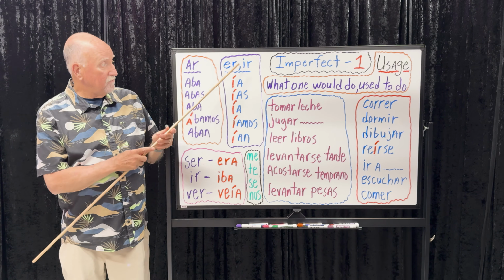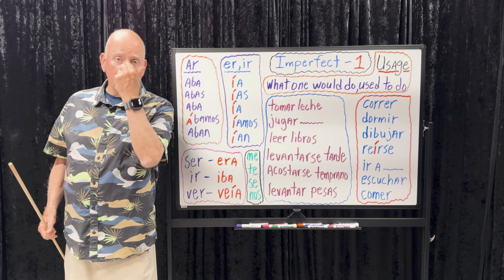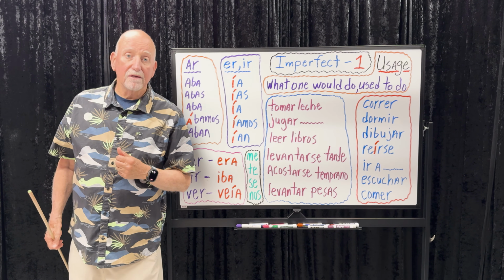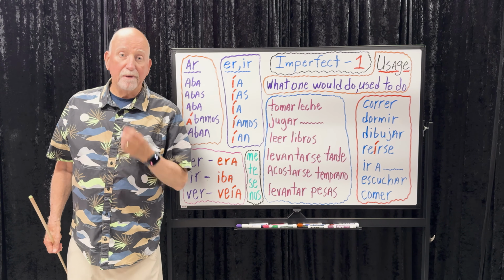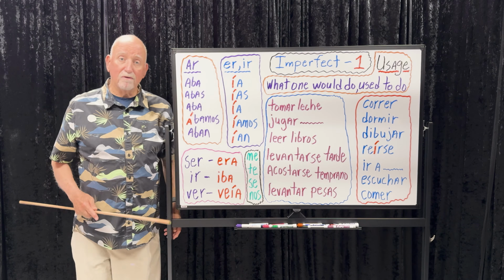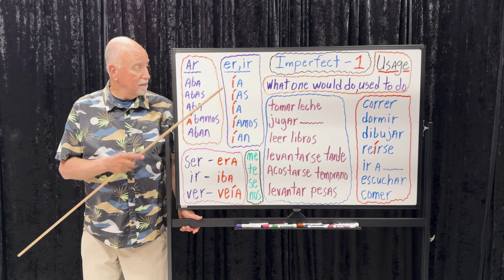Okay, let's take the verb vivir. Remember that V and the B, the two lips come together, it's called bilabial. Vivir. Okay, I used to live in the mountains. Antes vivía en las montañas.